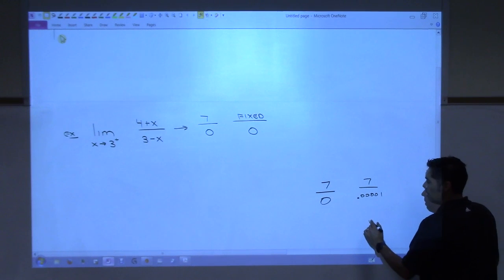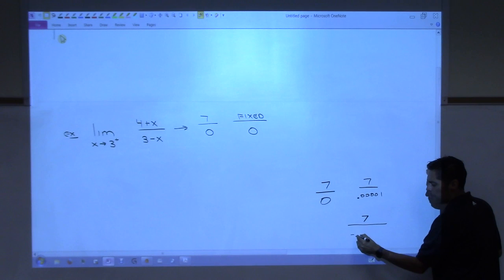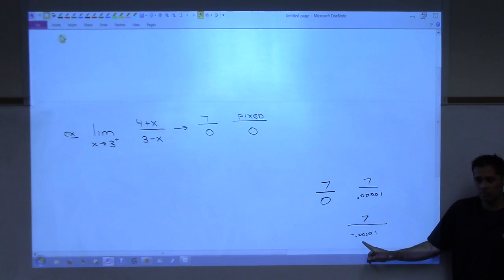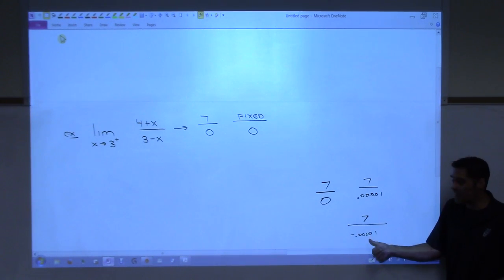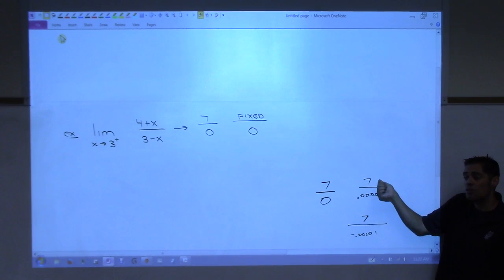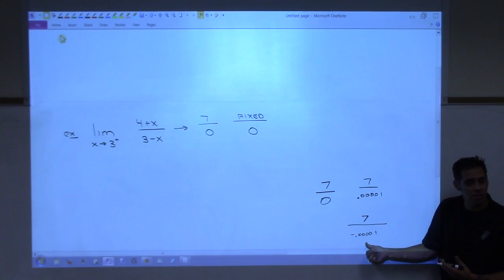Now, if I'm approaching 0, I could have also done negative 0.00001, right? That's really close to 0. But now if I do this, it's a very large negative number, right? So look, approaching 0 like this, I get a very large positive number. Approaching 0 like this, I get a very large negative number, right?